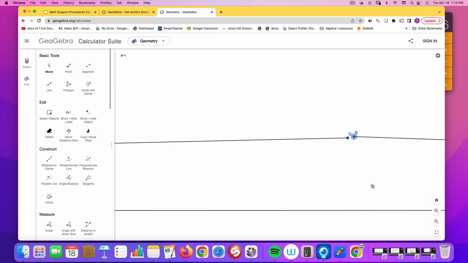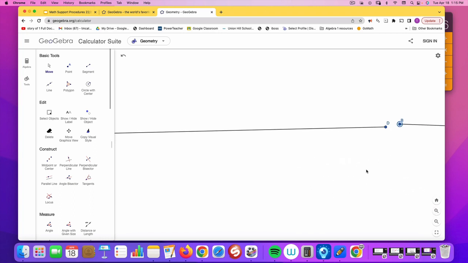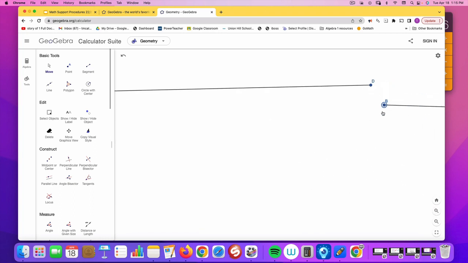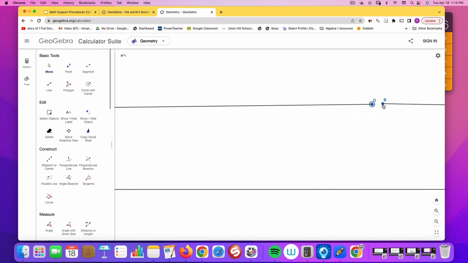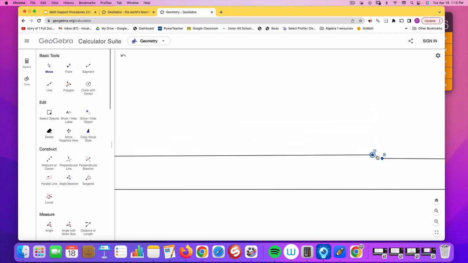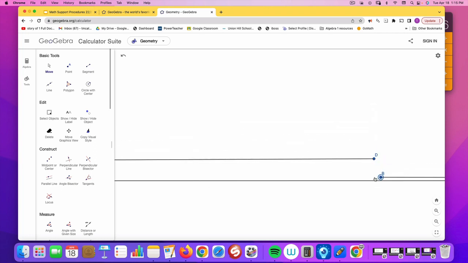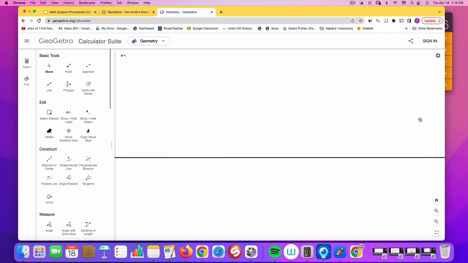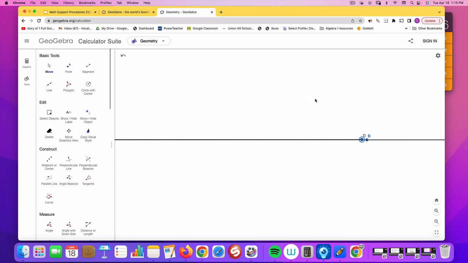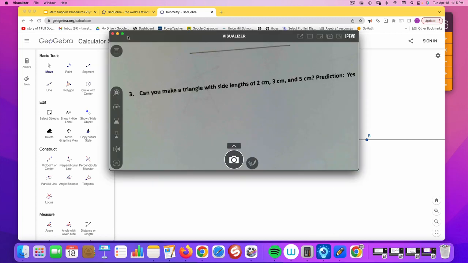Let's make sure it does. Uh-oh. There's still a gap. Well, let's try to make it a little more and see if it connects. Not yet. Let's keep going. Not yet. Let's keep going. It should connect right around there. I just have to move these. The only way it connects is if it is exactly flat and it makes a line. There is no way to make a triangle out of 2, 3, and 5.